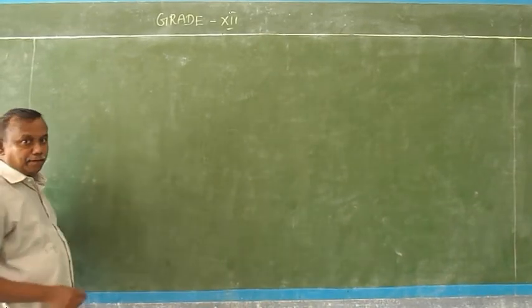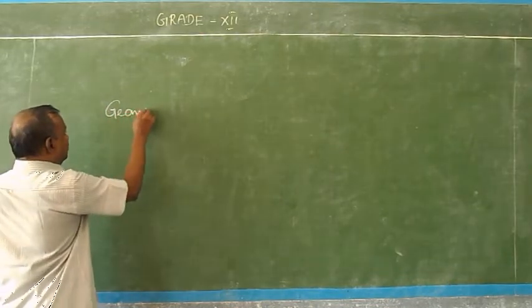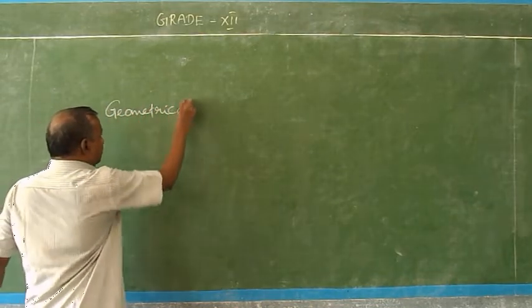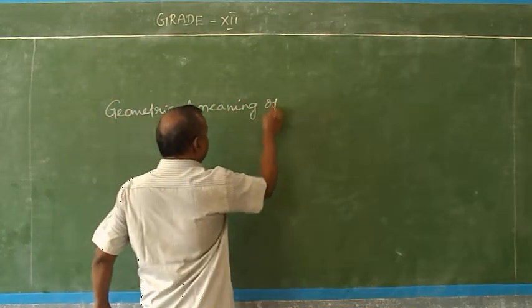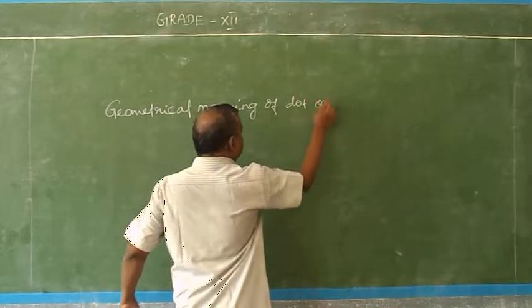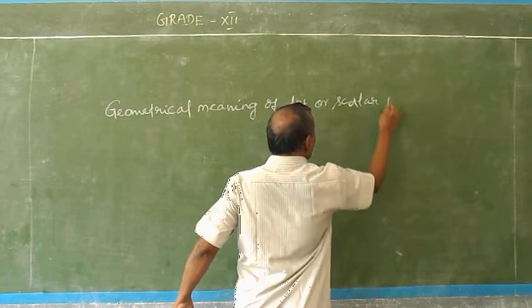Now, geometrical meaning of scalar product. Geometrical meaning of dot or scalar product.